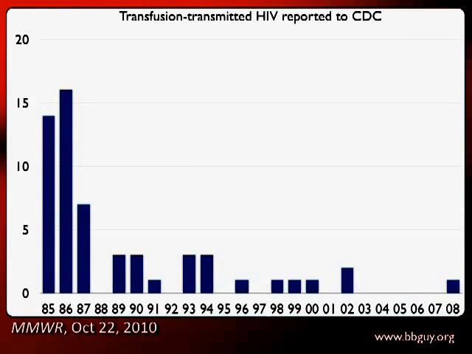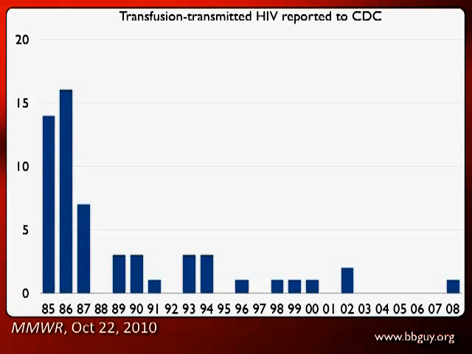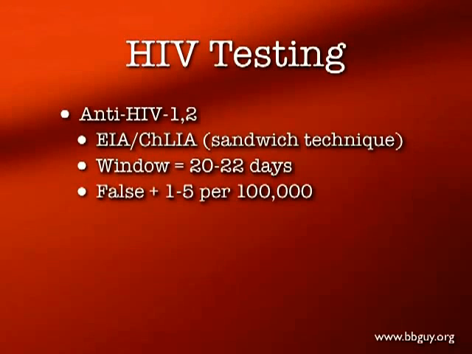The same Morbidity and Mortality Weekly Report that I alluded to in part 1 of this podcast had a chart showing transfusion-transmitted HIV reported to CDC in the years since 1985. And again, you can see very, very uncommon, does not happen often at all.